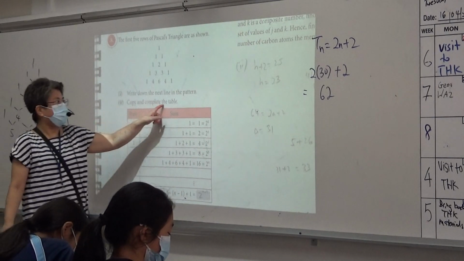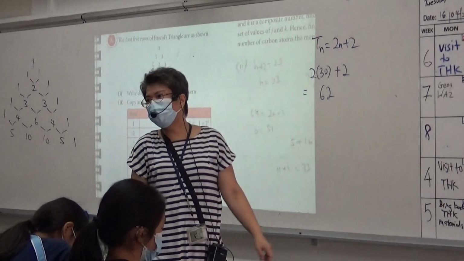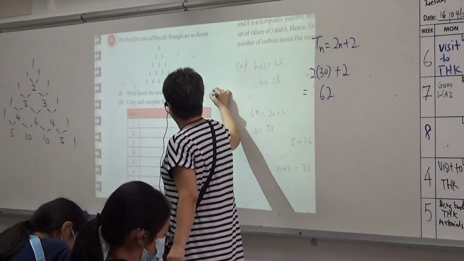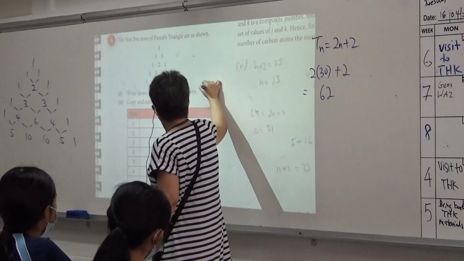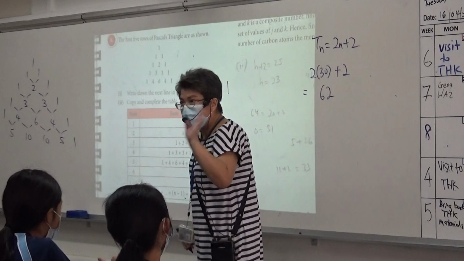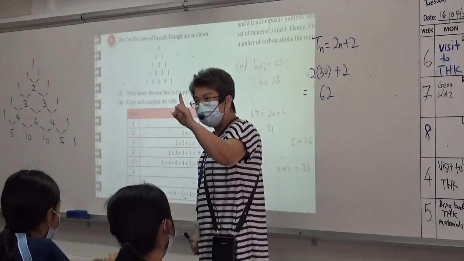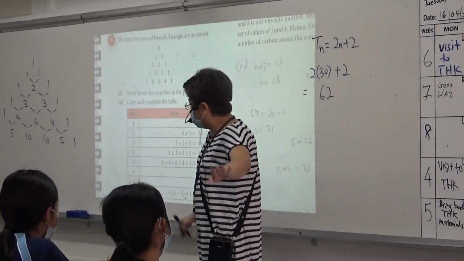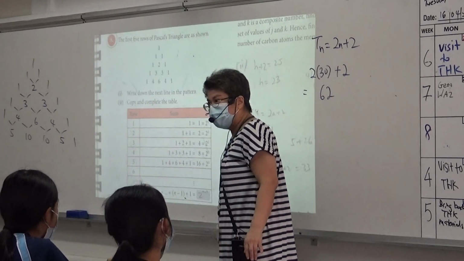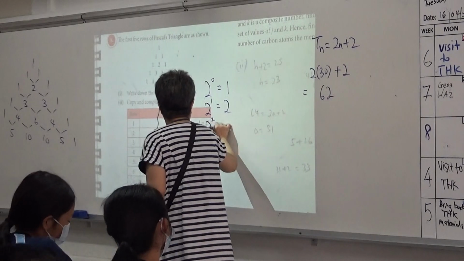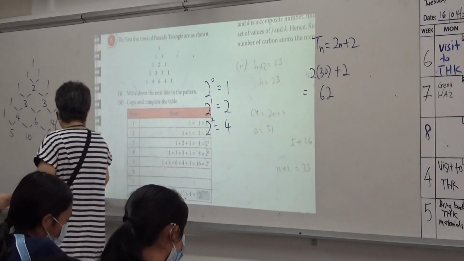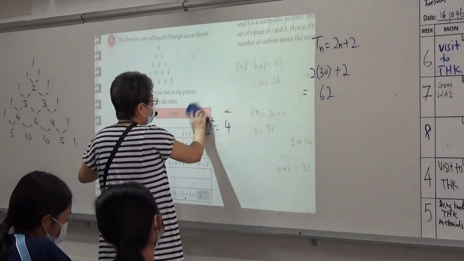Now, copy and complete the table. All look up. Now, this one, don't need to worry. In Sec 3, you will learn anything to the power of 0 is 1. Anything to the power of 0 is 1. It's by definition. Of course, 2 to the power of 1 is 2. Right? What's 2 to the power of 2? 4 and so on. Understand? Alright, now, I want you to look at this particular pattern.